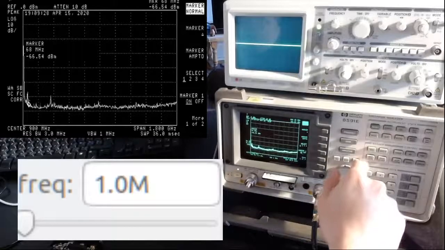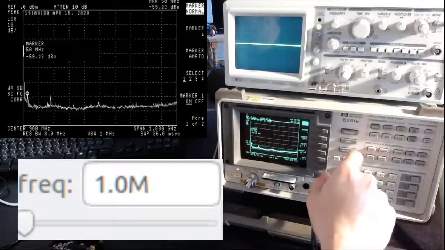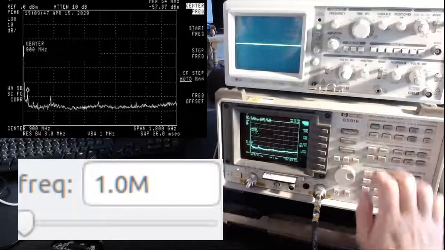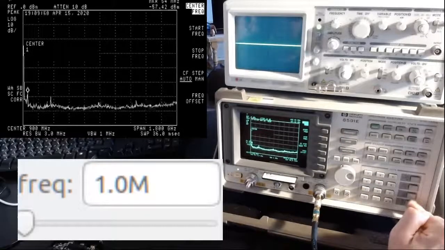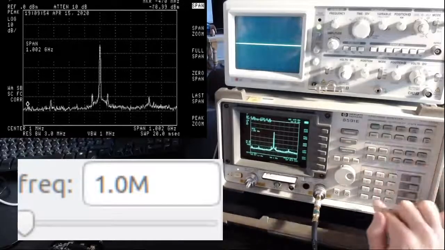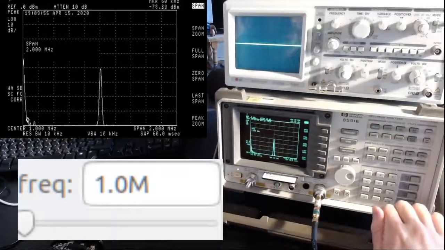Also here. So here we are at 50 MHz, and it's a very noisy output at the moment at 1 MHz. As I told you before, it doesn't seem like the HackRF is working very well at these frequencies. Anyway, let's go to 1 MHz just to check it out properly, and let's put a span of 2 MHz.